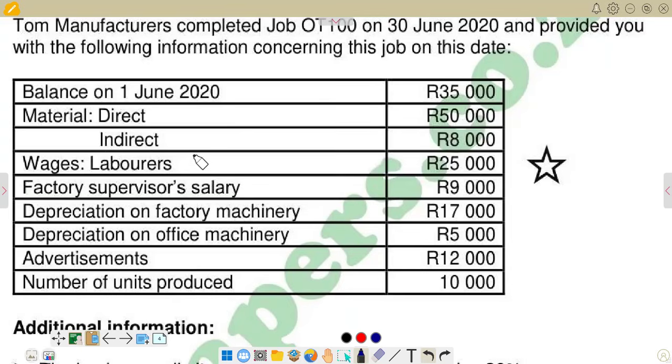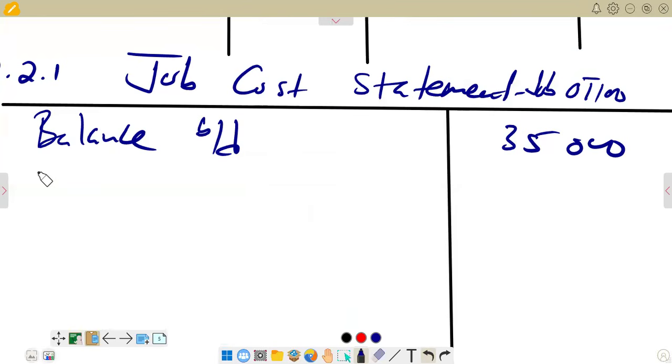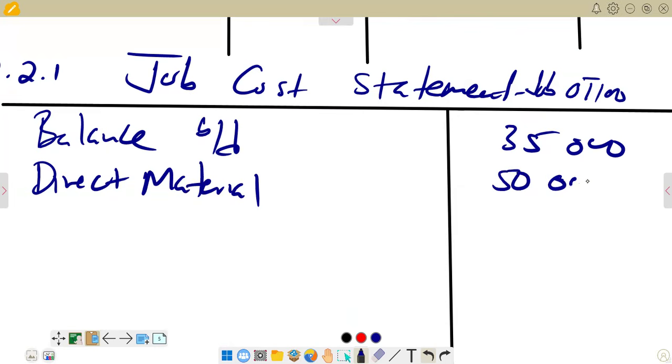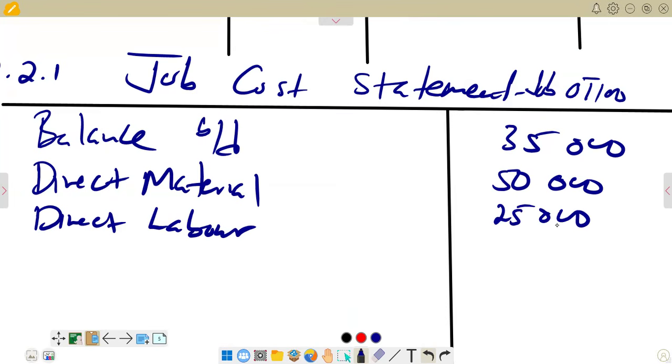So we can go there, and we are saying direct material, and then we have 50,000 on direct material. And then we go to direct labor. On direct labor, we have 25,000. Right. So this is what we have. And then now we can check for manufacturing overheads. After direct costs, let's look for the indirect costs, which are manufacturing overheads.